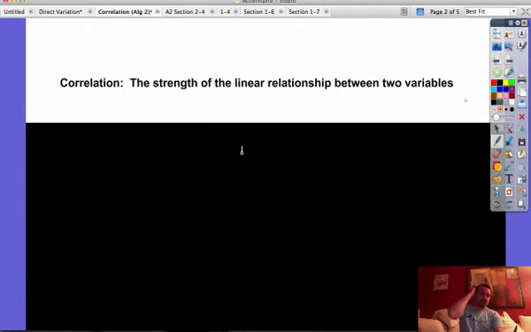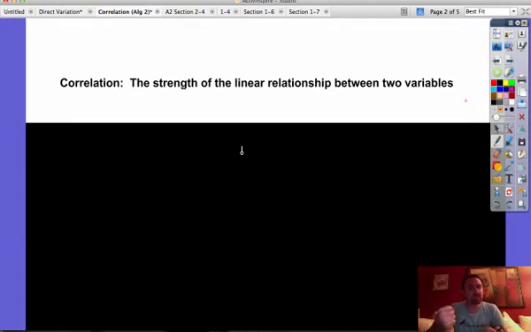Now I want to talk about something you may not have talked much about before, and that's the concept of correlation. Now, the book doesn't do the best job of describing what correlation is. Here's what correlation really is. Correlation is the strength of the linear relationship between two variables. Now, that might sound like nonsense. All it means is how much the data look like they're aligned.